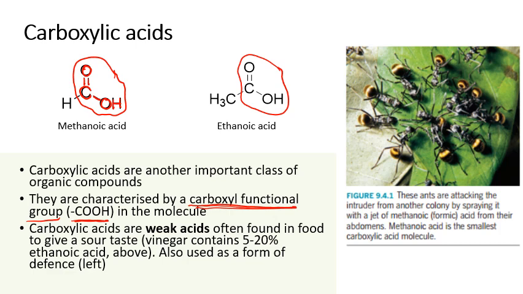So carboxylic acids are weak acids, and they are often found in food to give it a sour taste. So the vinegar that you find in your kitchen usually contains about 5 to 20% ethanoic acid, which is this structure right here. It's also used as a form of defense in nature. So ants use methanoic acid or formic acid. They store that somewhere in their body and they spray it whenever they sense danger, and that wards off a lot of their predators.